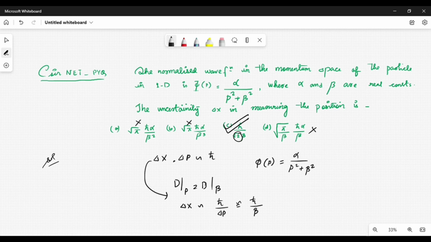There are many other questions which came in the CSIR NET exam. I have given you a good idea how to approach this question. So I believe that the next few questions you can try on your own, and if you have any doubt, you can post it in the comment section below.